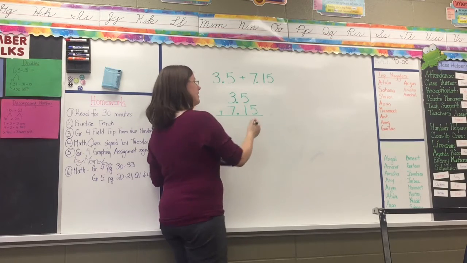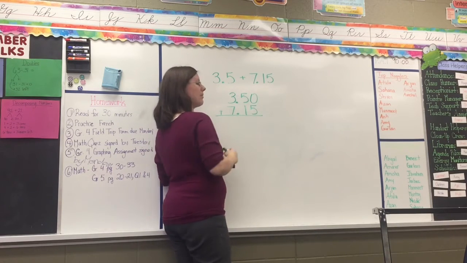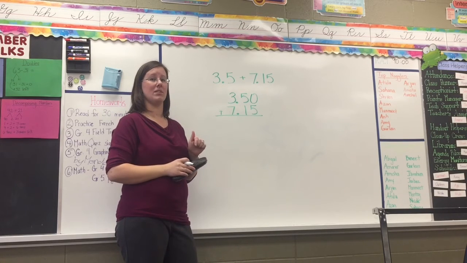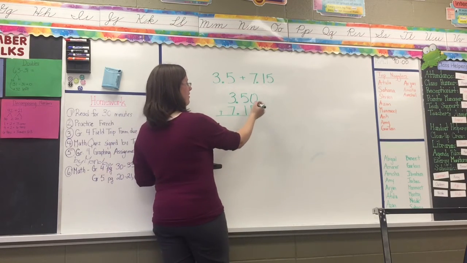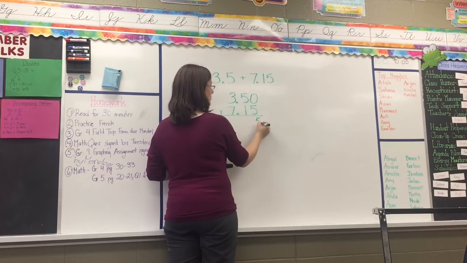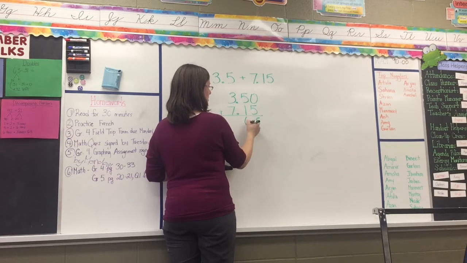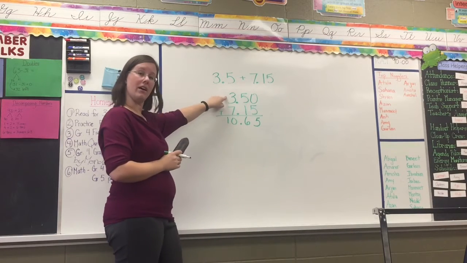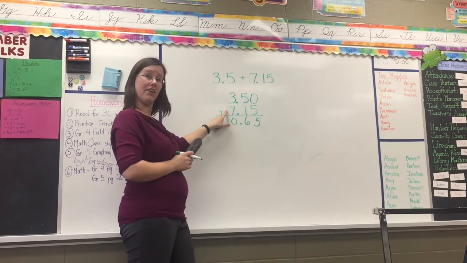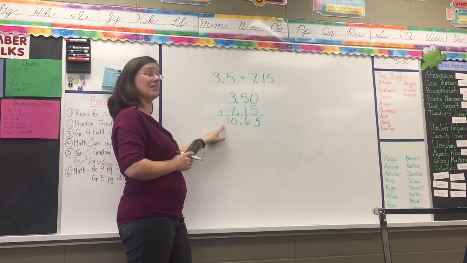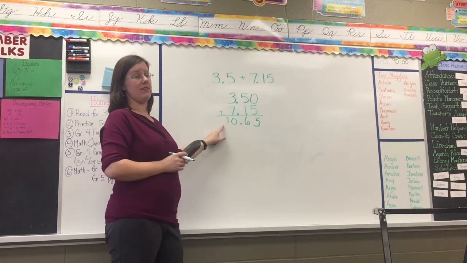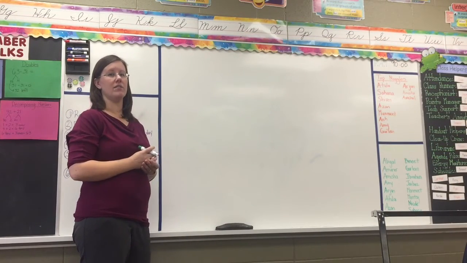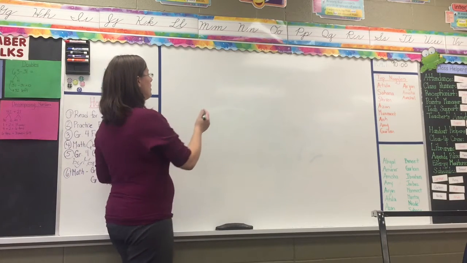And all you need to do is add that imaginary 0, because remember, adding a 0 afterwards in a decimal does not change the value of it, it keeps it the same. So now we did the simple algorithm, 0 plus 5, which is 5, 5 plus 1, which is 6, and 3 plus 7, which is 10, which makes sense because $3.50 plus $7.15 equals $10.65.